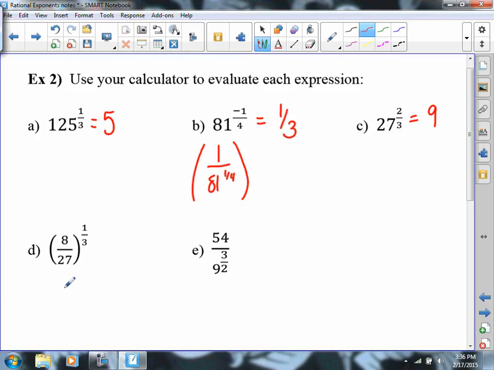Okay, part D gets a little more complicated now because you have a fraction that you're raising to a fractional power. We're going to see this in a moment, but this is like what we did before, where you distribute that to the numerator and the denominator. So you would have 8 to the 1/3 and then 27 to the 1/3. Again, you don't have to do that. You can just type it all right into your calculator, but you should get 2/3 for your answer.